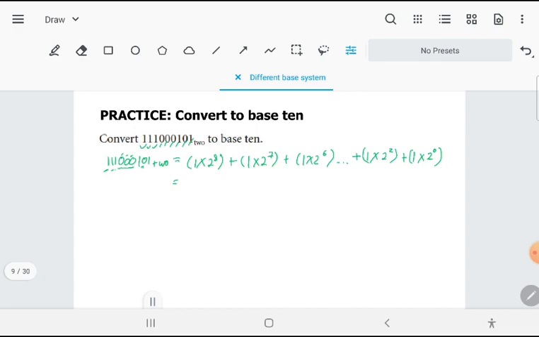So 1 times 2 raised to the 8 is 256. 1 times 2 raised to the 7 is 128. 1 times 2 raised to the 6 is 64. 1 times 2 raised to the 2 is 4. And 1 times 2 raised to 0 is 1. Getting the sum is 455. So 1110000000101 of base 2 is equal to 455 of base 10.